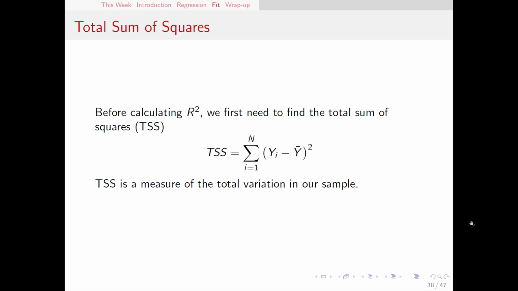Notice that this measure has only y's in it. There's no beta hats, there's no x's, nothing like that. Nothing that we can do, running all the regressions that we want to run, will ever change the TSS. It just is what it is.